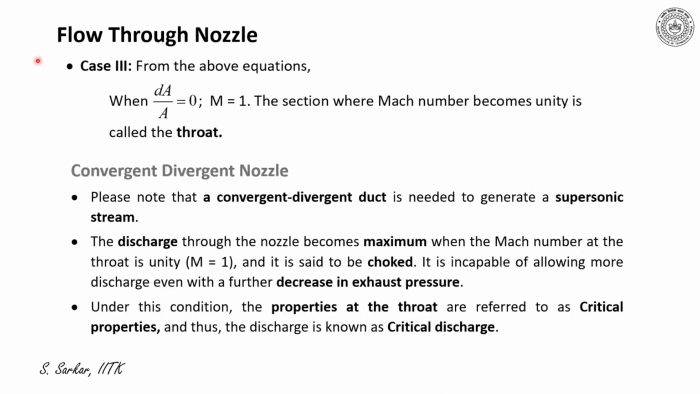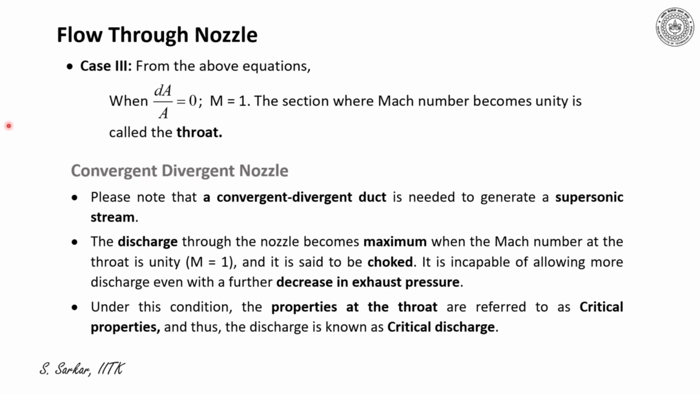The conventional definition of nozzle and diffuser has got reversed in case of supersonic flow. This is because in supersonic flow during expansion, the change of density occurs so fast that we need to have a divergent section to accommodate the fluid. Further, from the earlier equation that we have proved, I can say when dA by A is equal to 0, M is equal to 1, the section where the Mach number becomes unity is called the throat.